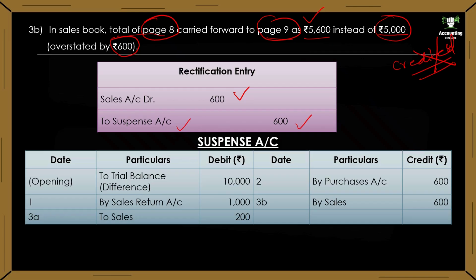Now in the ledger of suspense account, we'll see what will happen. Here in the journal, we have debited the sales account. So in the suspense account, sales account will be credited by sales 3B 600.